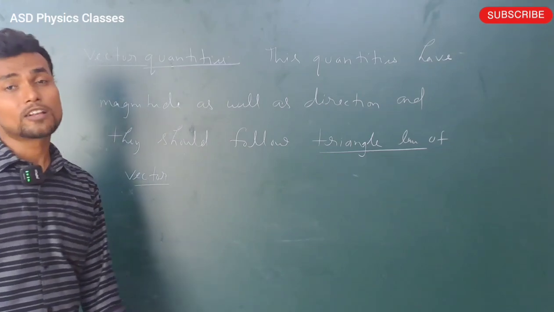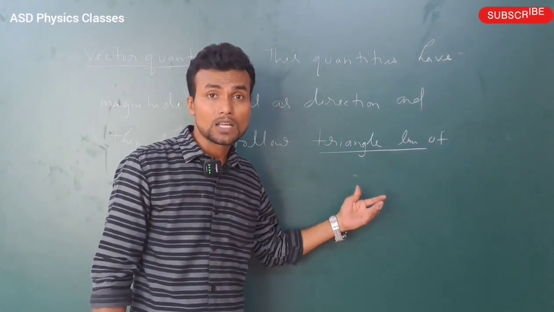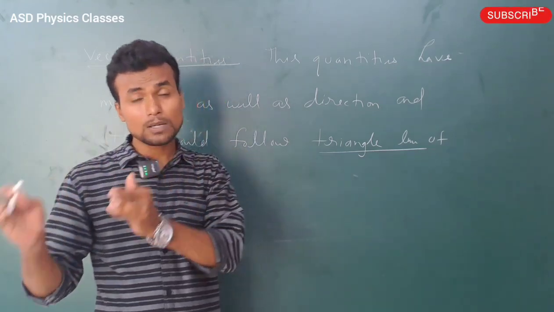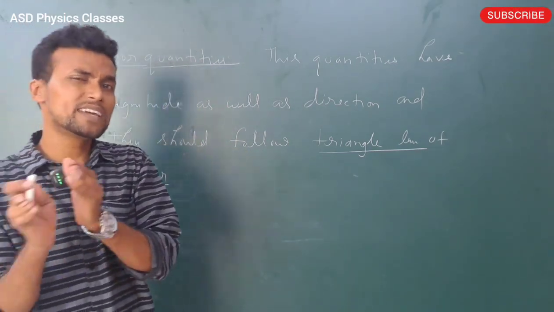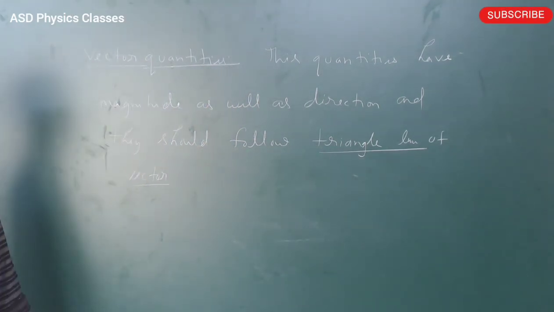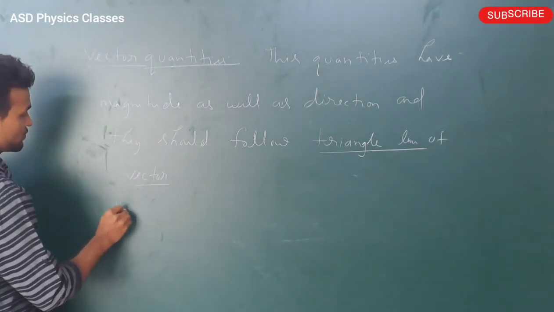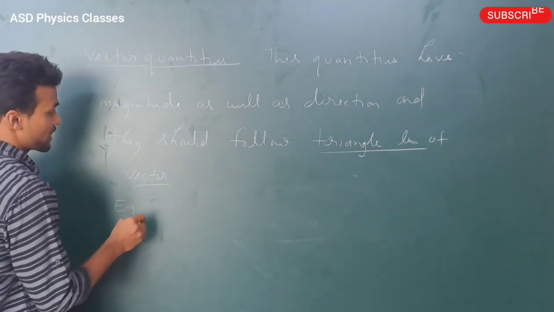And just like the triangle law of vector addition, one more law is there, that is the parallelogram law of vector addition. This parallelogram law and the triangle law are very similar. If we take the triangle law and make a little bit of changes, then we can understand the parallelogram law also.